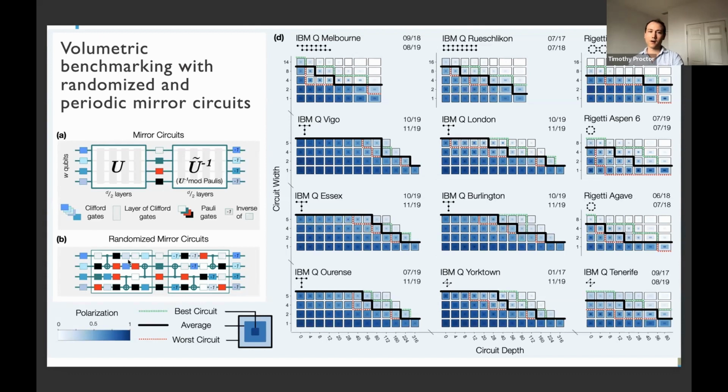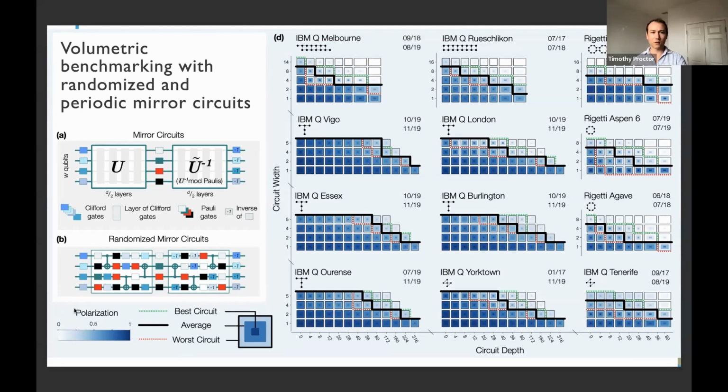So here's a picture of what a randomized mirror circuit means. It means what you think it would. It includes a random circuit, and then you reverse that random circuit. And so what I'm showing you here is the results of volumetric benchmarking of 12 different publicly accessible devices from a few years ago. And so each different grid here is for a different device. And what we're showing is the performance as you vary the circuit width and the circuit depth of random circuits. And we're showing information about the maximum, mean, and minimum success probability.